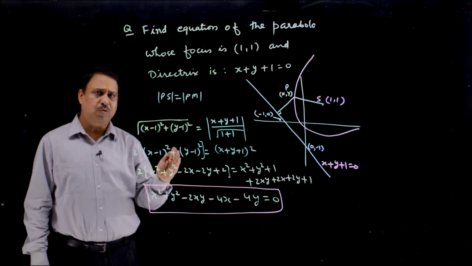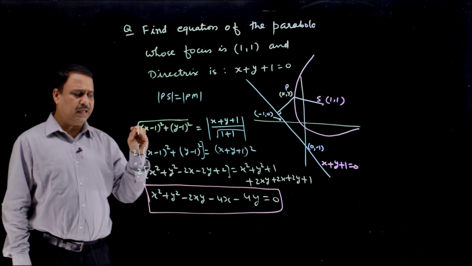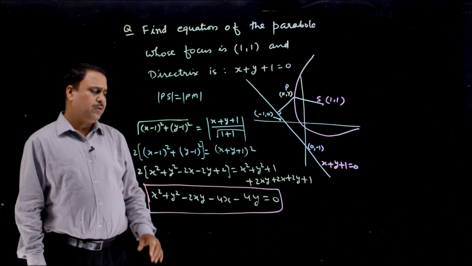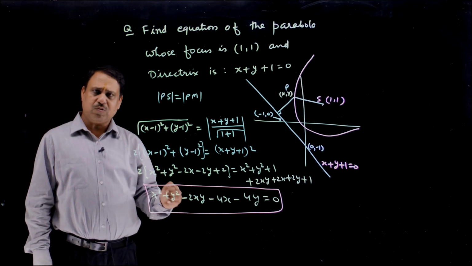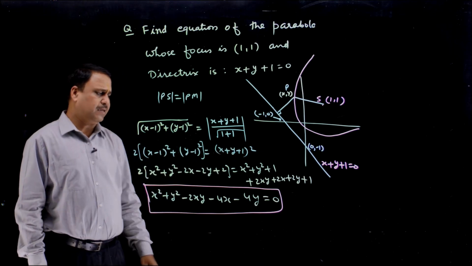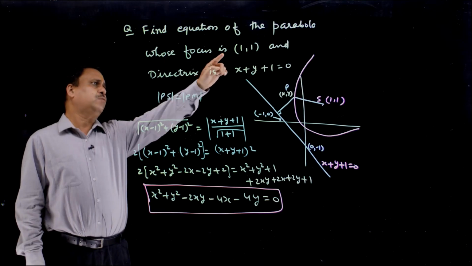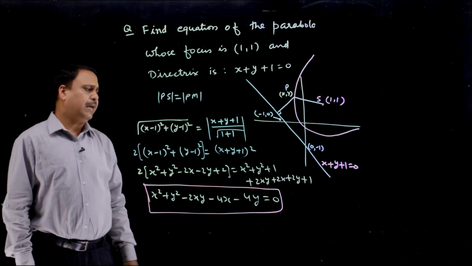That means outside a perfect square they cannot exist. Then only it may represent the equation of a parabola. So if they are not in perfect square form, we can outrightly reject that. It cannot be a parabola. So this is the equation of the parabola whose focus and directrix is given.